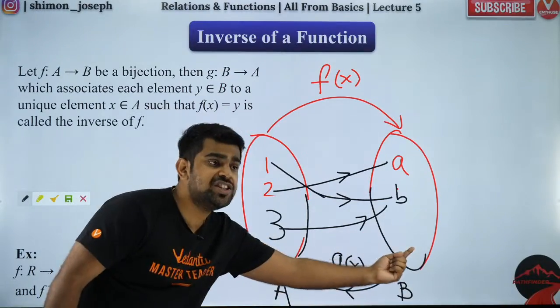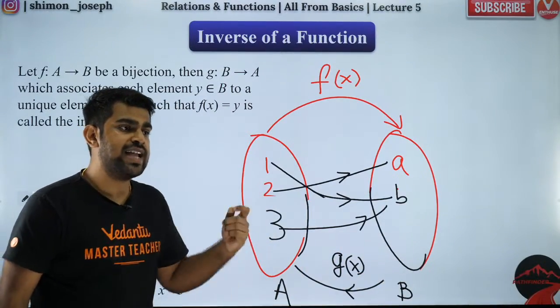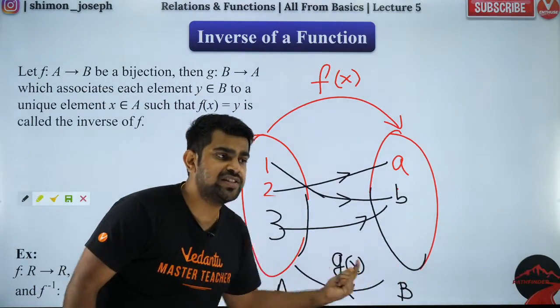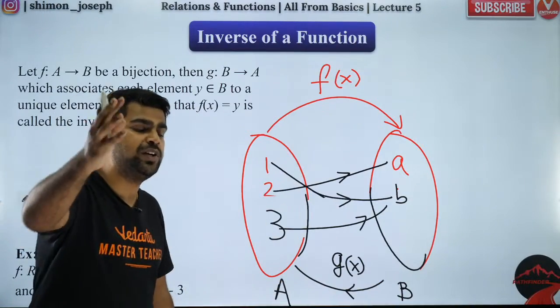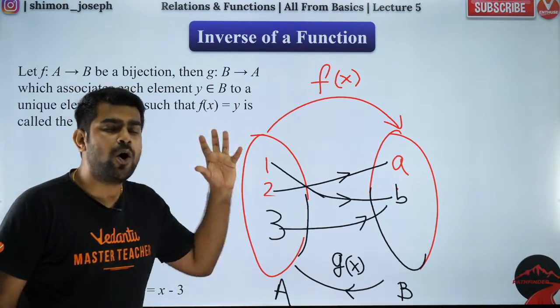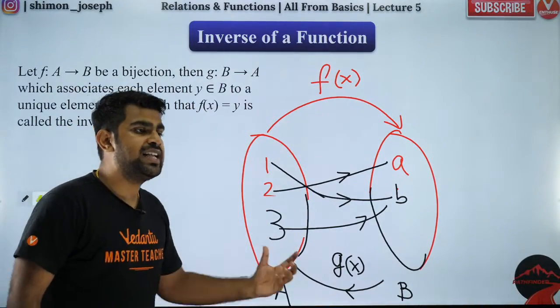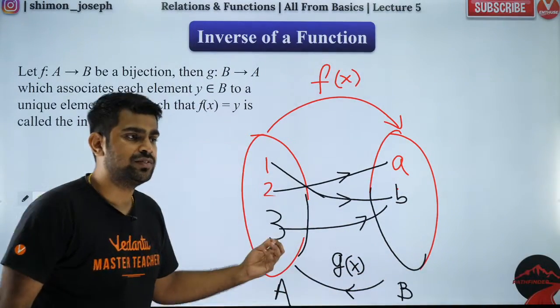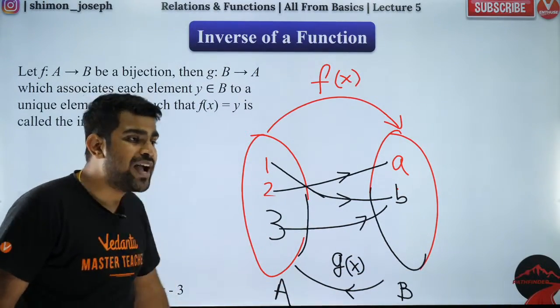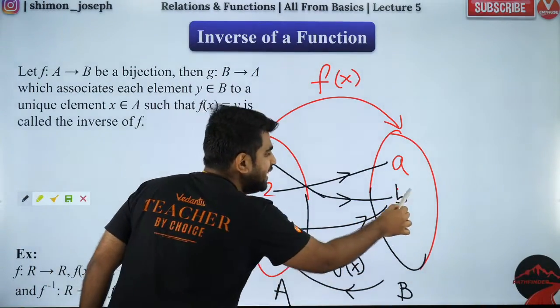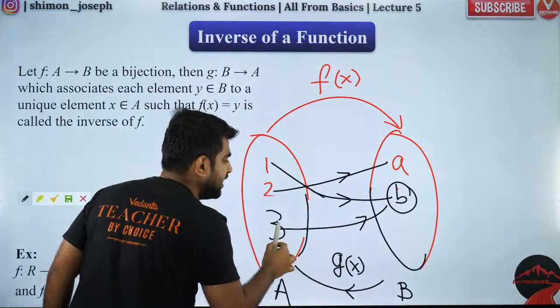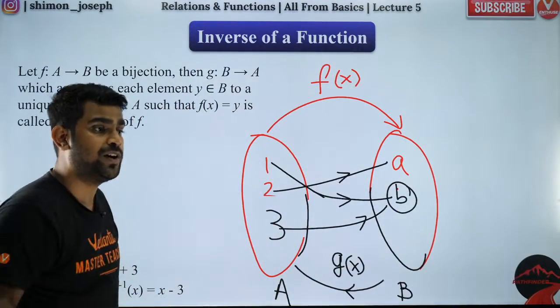Now can a function g exist? Can you guys please let me know? Everybody, I want all of you to think about it. Can a function g exist? No. Why? Because then B will have two different images, which is not possible for a function.